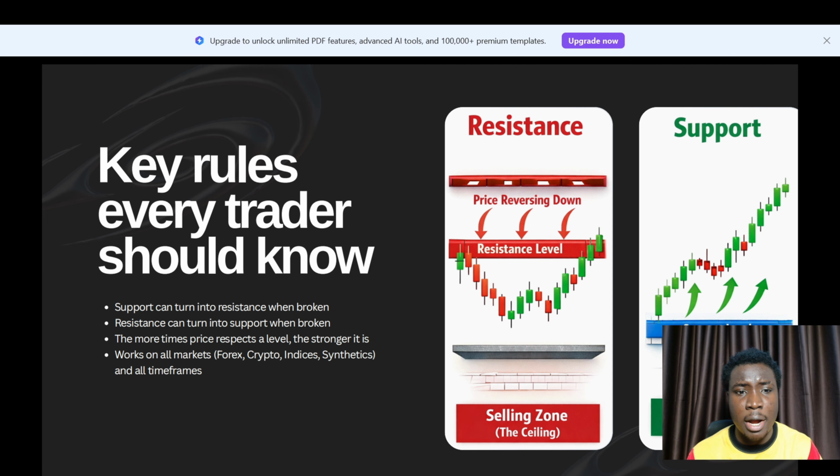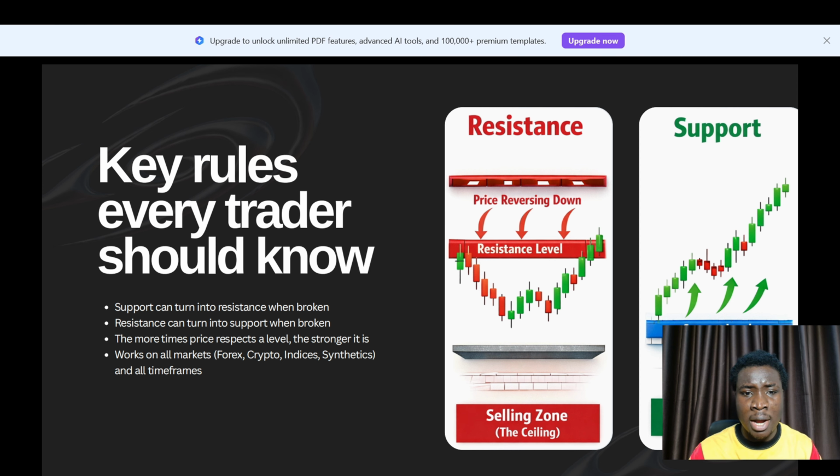All right, with that said, key rules every trader should know when it comes to support and resistance. Support can turn into resistance when broken. Never forget that. Remember I said a series of lower highs and lower lows; when the trend changes, it's going to change into a series of higher highs and higher lows on the same chart. So the area that was acting as a support before, when it breaks, could also act as a resistance. Always have that in mind, because resistance too can turn into support when broken.